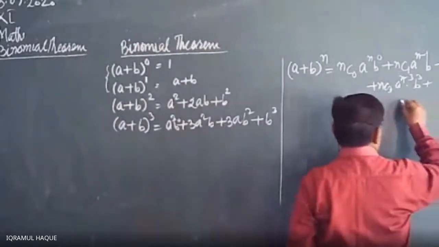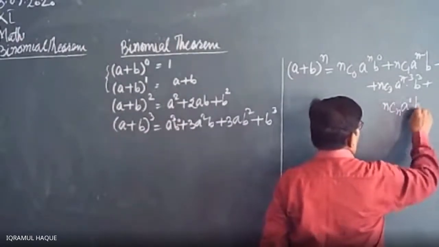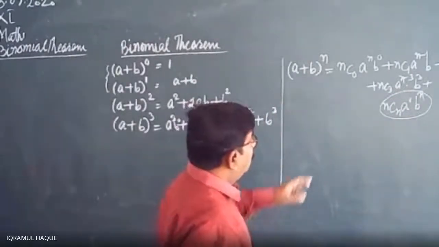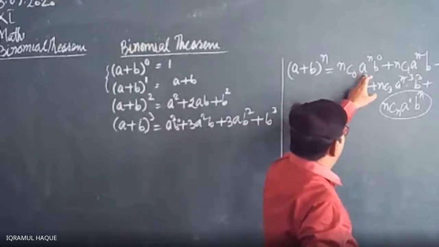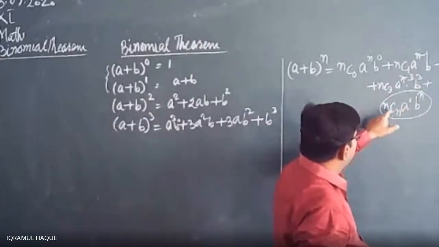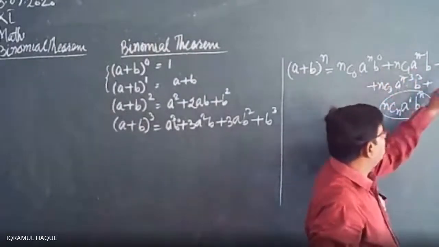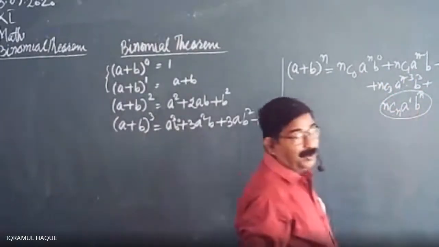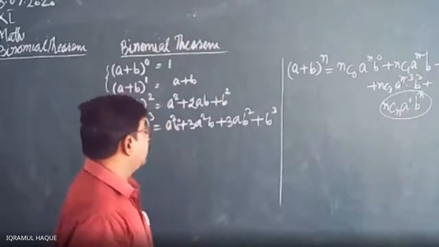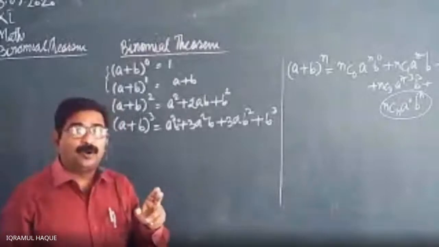So the last term is nCn, a to the power 0, b to the power n. See, a was having maximum power, it is decreasing: n minus 1, n minus 2, n minus 3, last n minus n, that is 0. And b is increasing: power 0, power 1, power 2, power 3 and so on to maximum power b to the power n.